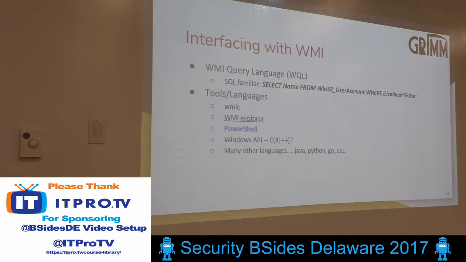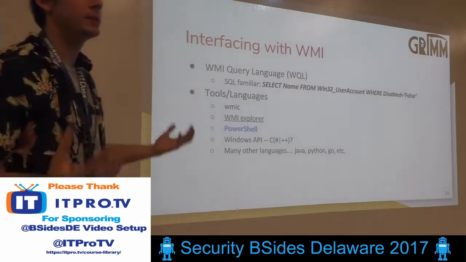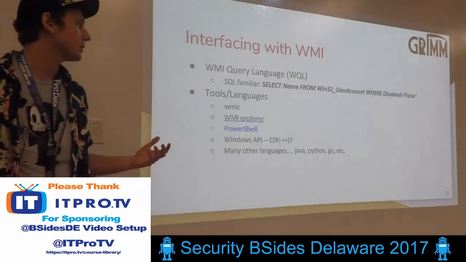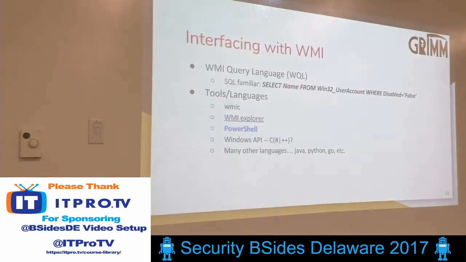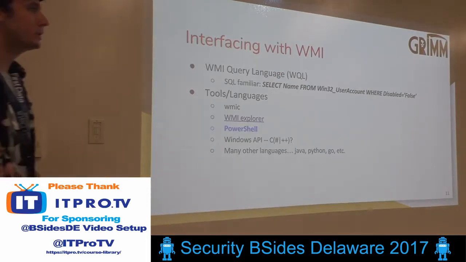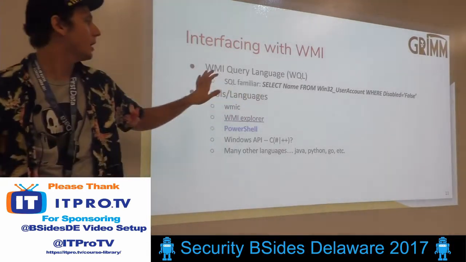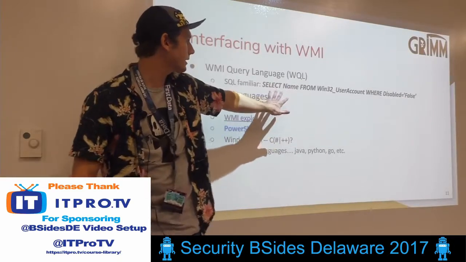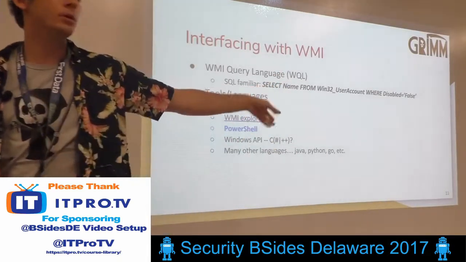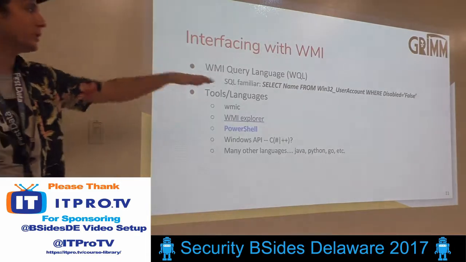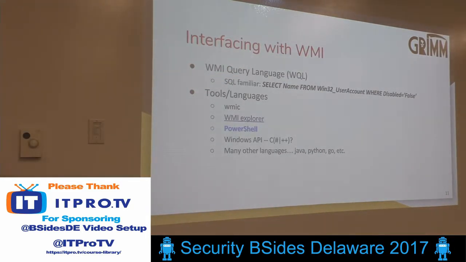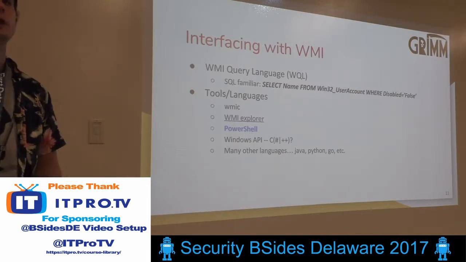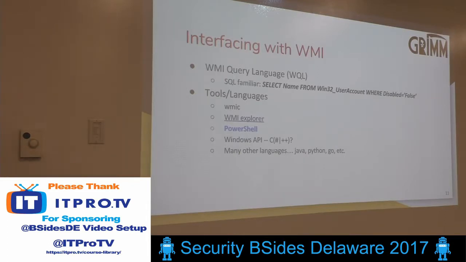So how do we talk to this thing? It's basically a database of information that we have and that we can act on. So if you guys, how many people have done SQL before? SQL queries. OK. So for those familiar with it, this will look familiar. If you're not, it's fairly easy to follow. So you're selecting from the table or the object type, the class, Win32 user account, where disabled equals false. So you're looking for all of the enabled user accounts. This query is going to return you a bunch of objects that are all of the enabled user accounts on the system.